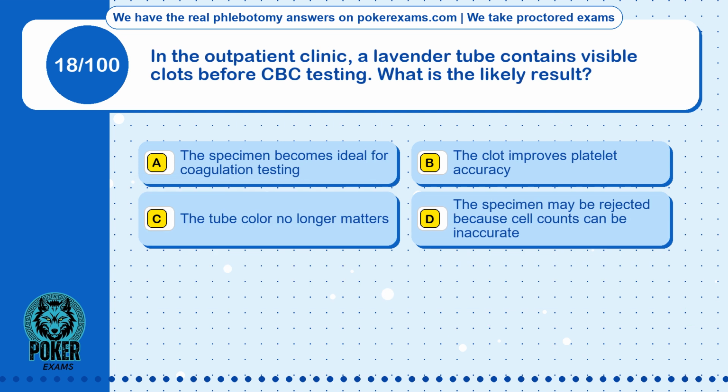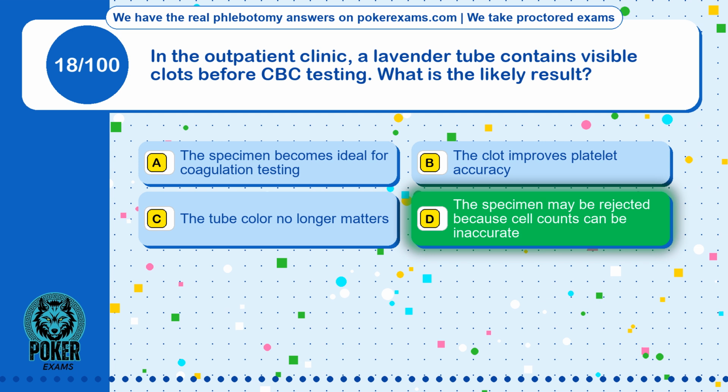Question 18. In the outpatient clinic, a lavender tube contains visible clots before CBC testing. What is the likely result? Option A. The specimen becomes ideal for coagulation testing. Option B. The clot improves platelet accuracy. Option C. The tube color no longer matters. Option D. The specimen may be rejected because cell counts can be inaccurate. The correct answer is option D.